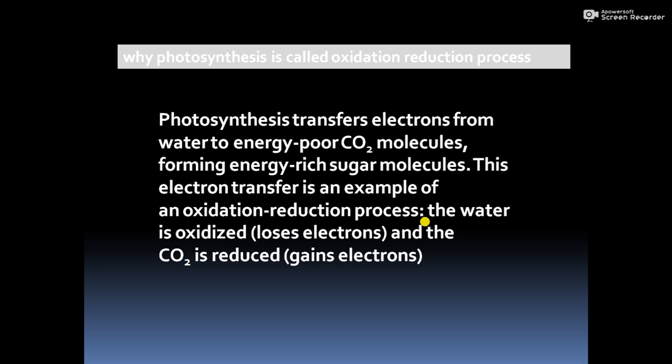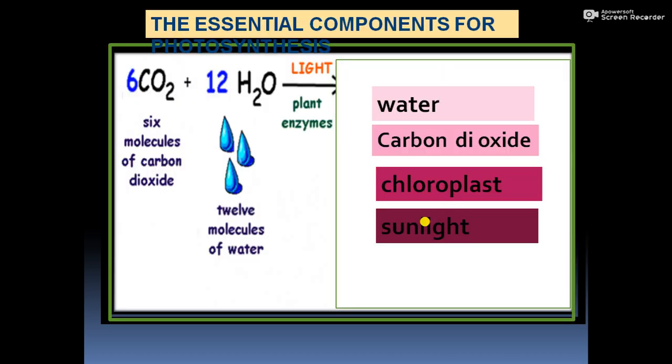Here are the important topics. Why is photosynthesis called an oxidation and reduction process? Photosynthesis transfers electrons from water to energy-poor carbon dioxide molecules, forming energy-rich sugar molecules. This electron transfer is an example of an oxidation-reduction process. The water is oxidized, that means it loses electrons, and the carbon dioxide is reduced, that means it gains electrons.